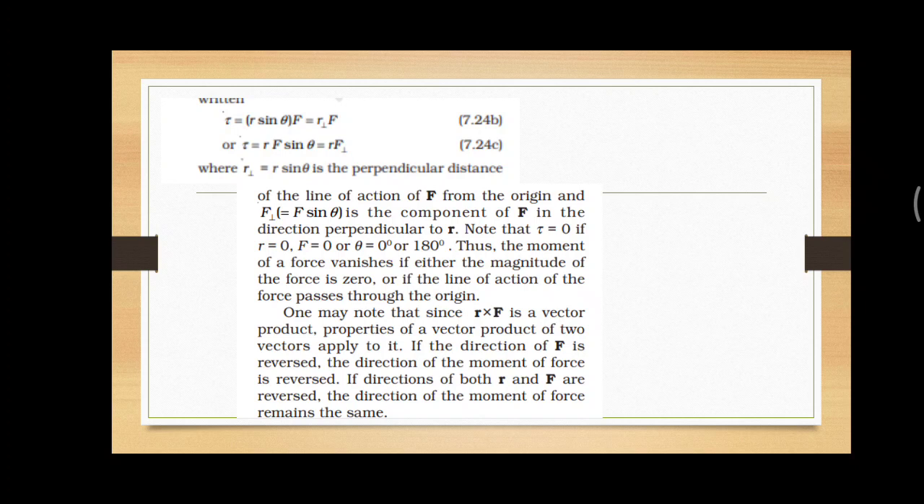So here you can see that tau is equal to r cross F, the vector product of two vectors r and F. In this case, if you reverse the direction of the force, then the torque value will reverse. And if you reverse the direction of the position vector, that means you are reversing the position of the particle, then also the torque value will reverse. If you reverse both the position vector and the force vector, then there will be no change. The direction of the torque will be the same as it was earlier.